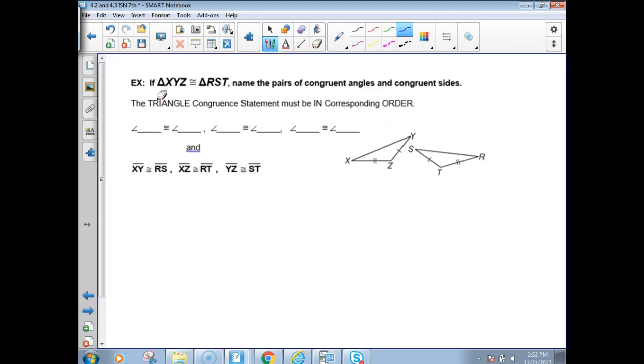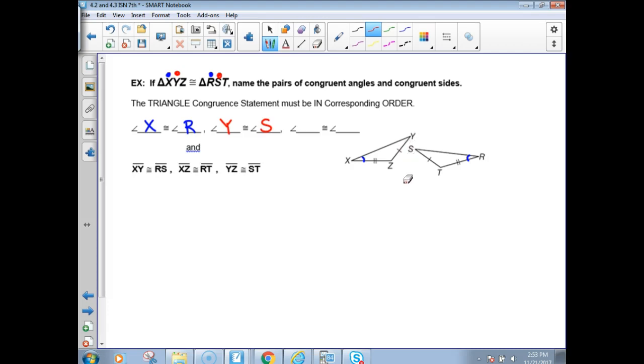Okay. So now we have an example that says this here is a congruent statement. The triangle congruent statement must be in corresponding order. The letters must correspond to the angles that match up. So in this case, it's saying that angle X is congruent to angle R. Okay, so over here, I'm going to mark that. Angle X congruent to angle R, and I'm going to write that in this statement. You can tell right from the congruent statement that angle Y would be congruent to angle S. Yep, angle Y congruent to angle S.